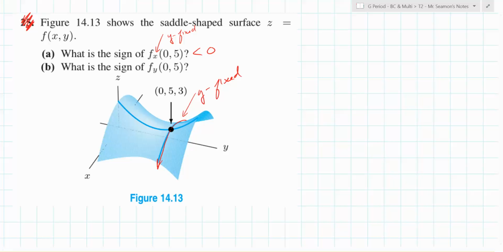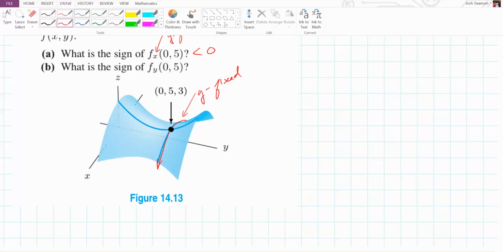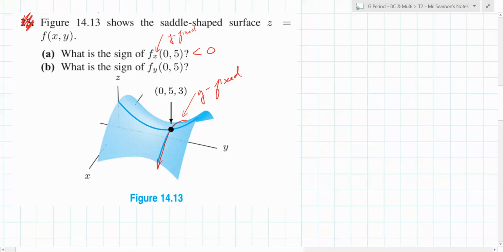So what about now for the sign of fy? I'll switch to something that you can see. We're looking at this curve right here. That's this one. So this is x fixed. In that case, we're going in the direction where y is increasing. Is that uphill or downhill? Uphill, so it's greater than 0.